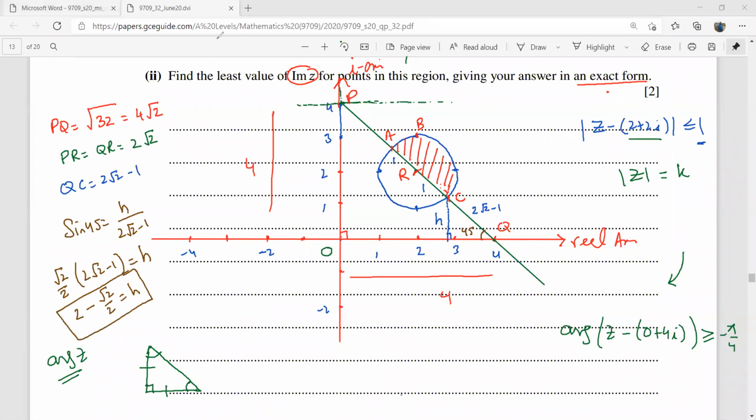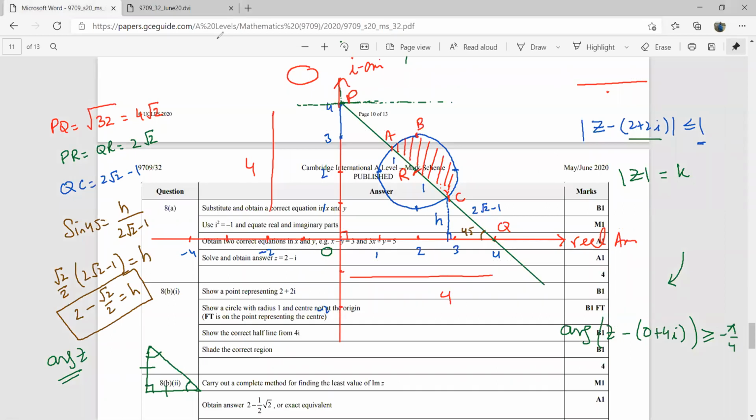Should I check the answer quickly? 2 minus, yes, here is the answer at the bottom. You can see this one is the answer here. Okay. So is there any question, bacho?